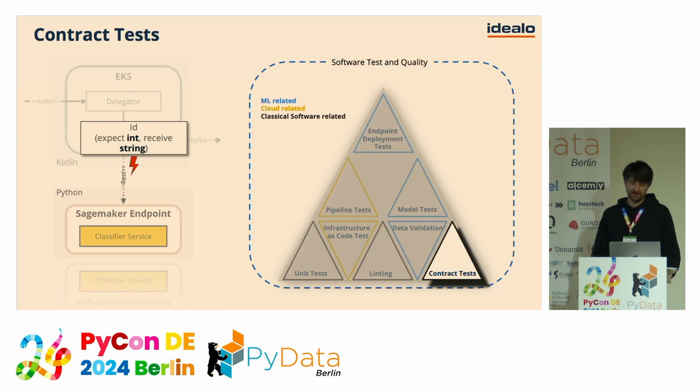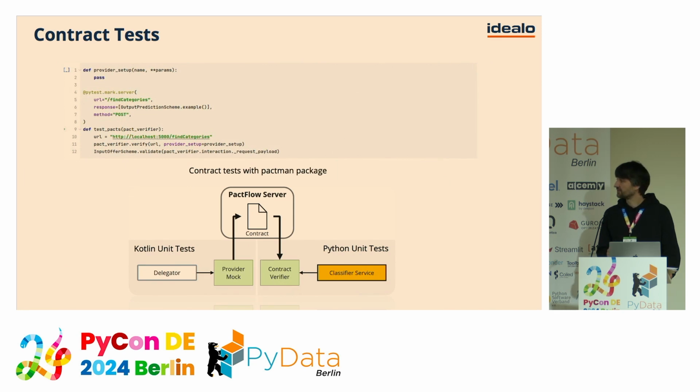Contract tests are a nice solution to test the interactions between services. How do they work? Contract tests exchange contracts, and these contracts are similar to API specification files. They are exchanged with a broker, and we use the Pactflow server for that. In our case, the consumer, which is in Kotlin, defines this API specification, and then we have to verify this contract on the classification side. The nice thing about contract tests is that they are run at unit test level. That means they execute really fast, so we don't have to do complex integration tests here.